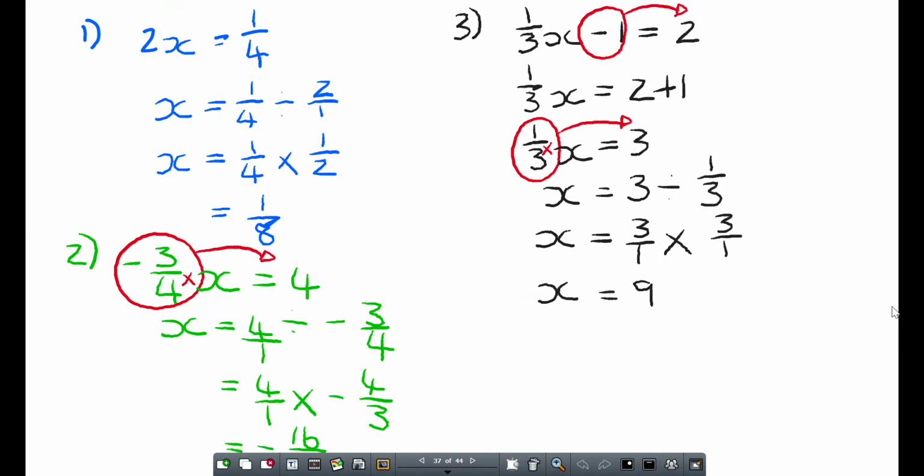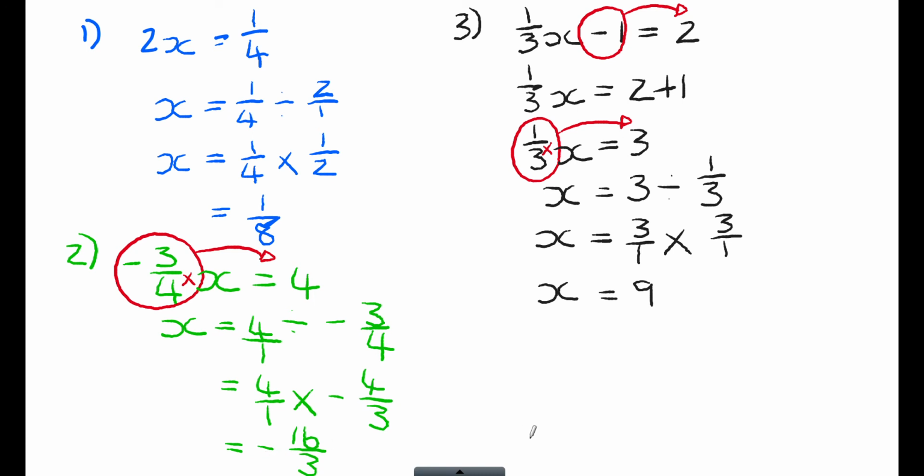Okay, so number 1. All we had to do here is take that times 2 over, so it becomes divided by 2. Remember, this middle step you didn't have to do, and a quarter divided by 2 will give me 1 over 8. Okay, number 2, minus 3/4 x is equal to 4. I take that times minus 3/4 over. Please remember that that becomes divided by still negative 3/4. That negative does not change, okay? Right, oh, you guys can't see this, so your answer there will be negative 16 over 3.